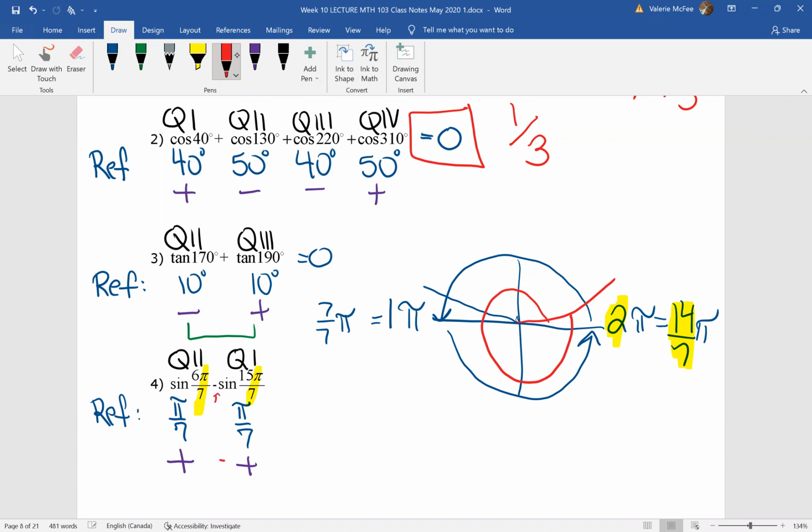Notice that we are subtracting. It's going to equal 0. I would need to see this work for you to get full marks on your test or your exam.